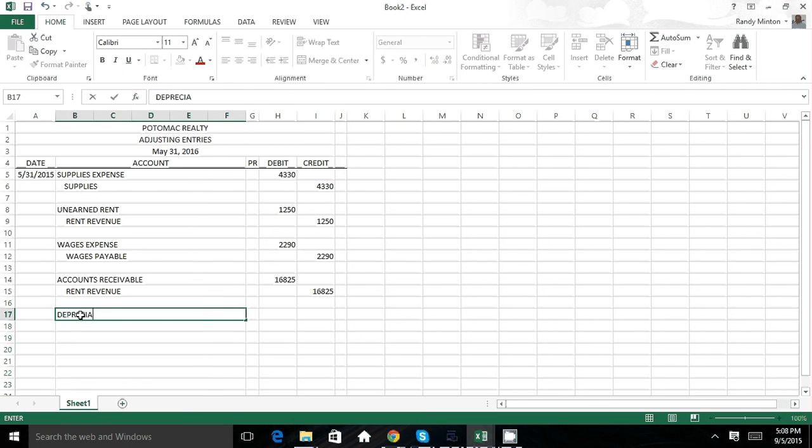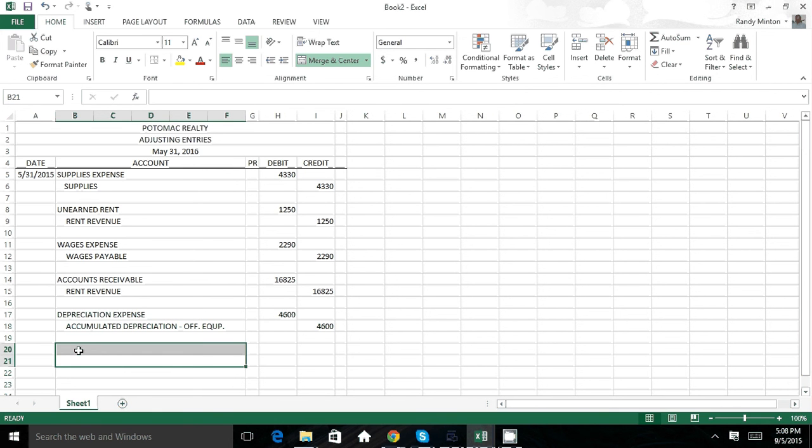So depreciation expense for $4,600. Oops, I'm in the posting reference column. Let me get out of there. And $4,600 in the accumulated depreciation, what is it? Equipment, office equipment. Okay, that actually takes care of all 5 of those entries, and each one of these would be posted to the ledger account, and we would change those balances in supplies, expense and supplies and so forth by the amount in the debit and credit columns.